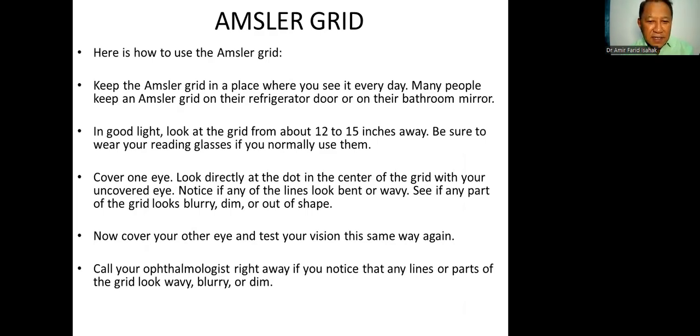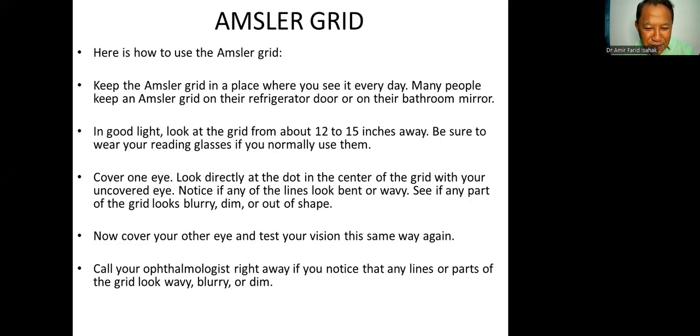In good light, look at the grid from about 12 to 15 inches away. Be sure to wear your reading glasses if you normally use them. Cover one eye, look directly at the dot in the center of the grid with your uncovered eye. Notice if any of the lines look bent or wavy. See if any part of the grid looks blurry, dim, or out of shape. Now cover your other eye and test the vision this way again.